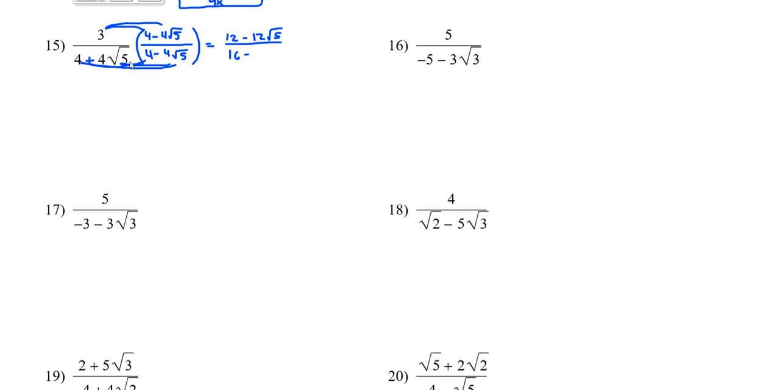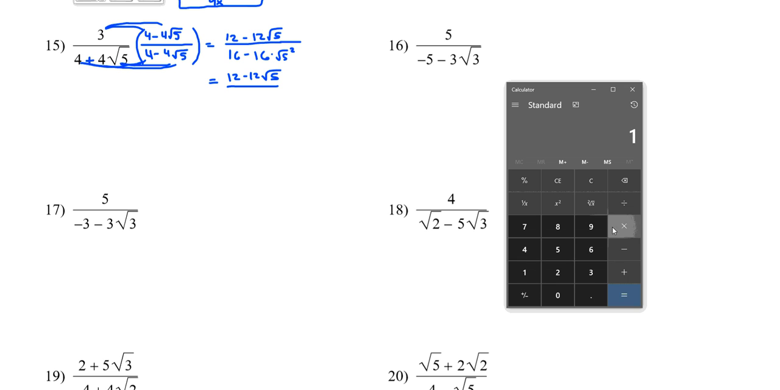On this first one, I'll show my work. 16 times root 5 squared. On the future ones, I'll just say 16 times root 5 squared is 16 times 5, and then I'll give the result of that. But on this one, I can show that extra step. So I have 12 minus 12 root 5 divided by 16 minus 16 times 5. So 16 times 5 is 80. 16 minus 80 is negative 64.